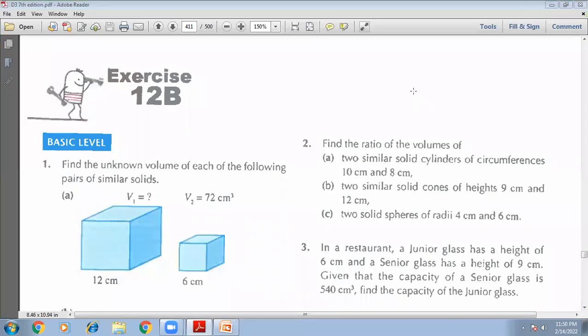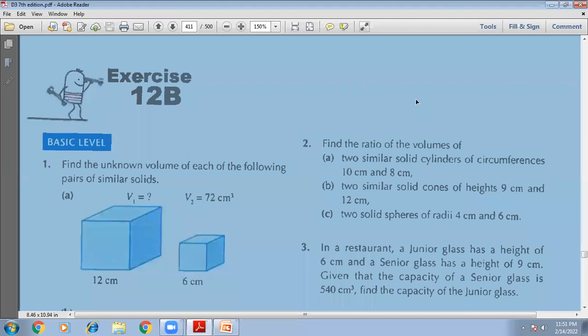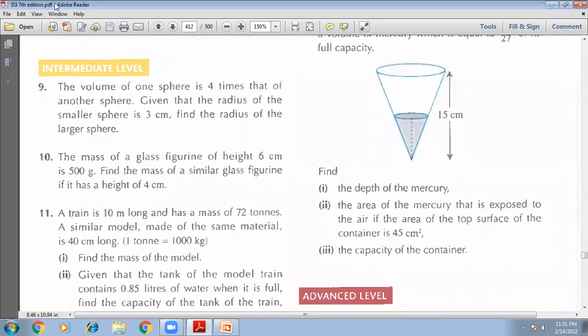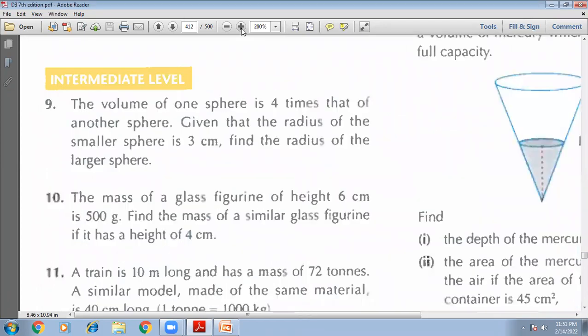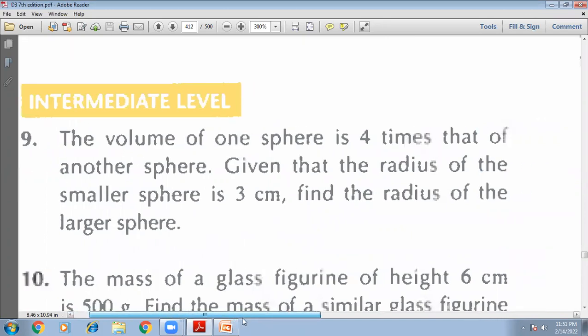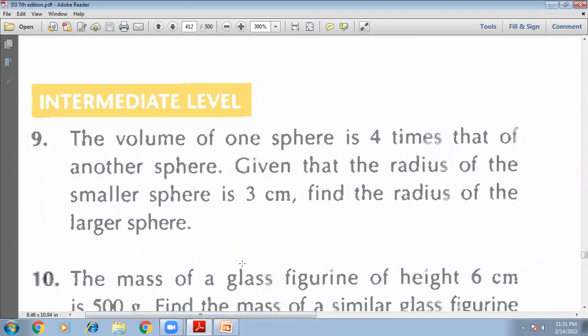So my dear students, today we are working on exercise 12B from the book D3. And today we are going to solve from question number 9 till question number 15. So the first question is coming up on your screen, and that is question number 9. It says, the volume of one sphere is 4 times that of another sphere. Given that the radius of the smaller sphere is 3 centimeter, find the radius of the larger sphere.